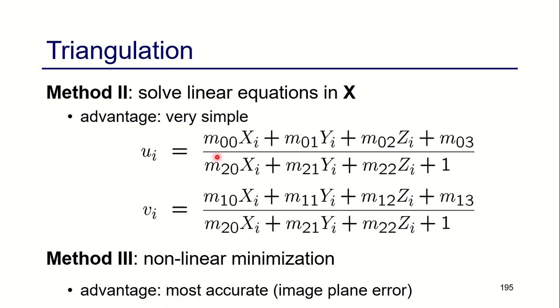And the second method is by solving the linear equation in X. The advantage of using this method is it's very simple. You have 2 sets of equations, you solve them, and you find the value for X. And the third method is non-linear minimization, and the advantage of this is it is most accurate and you have image plane error avoided.